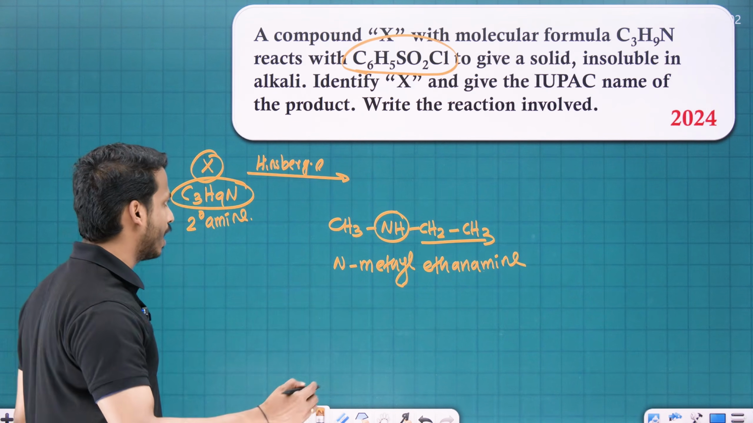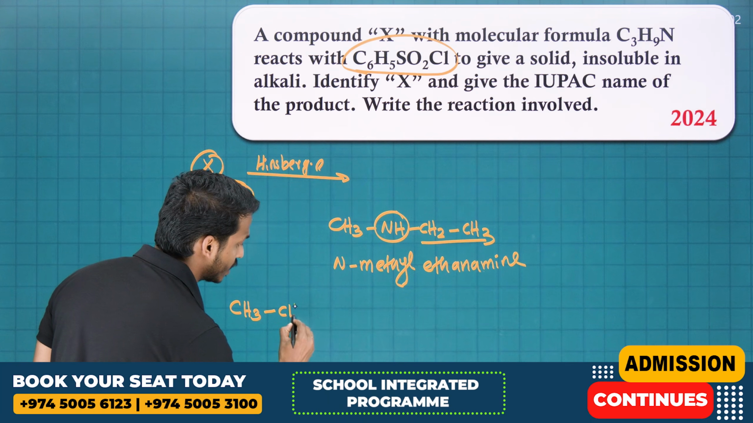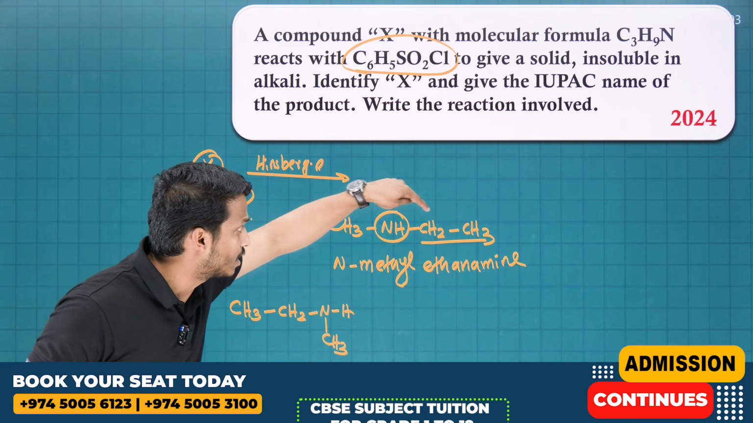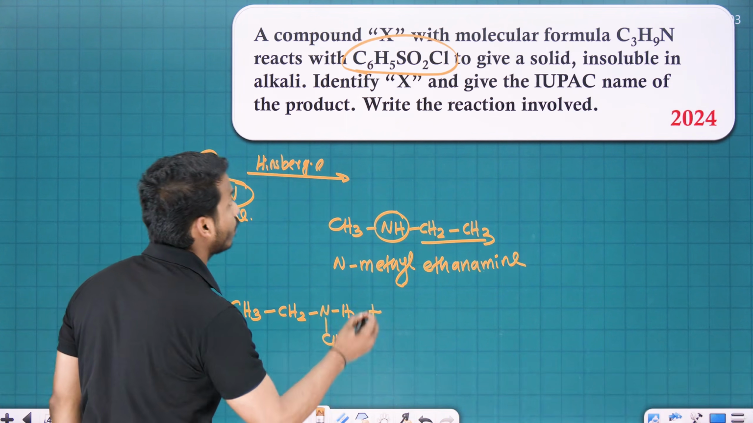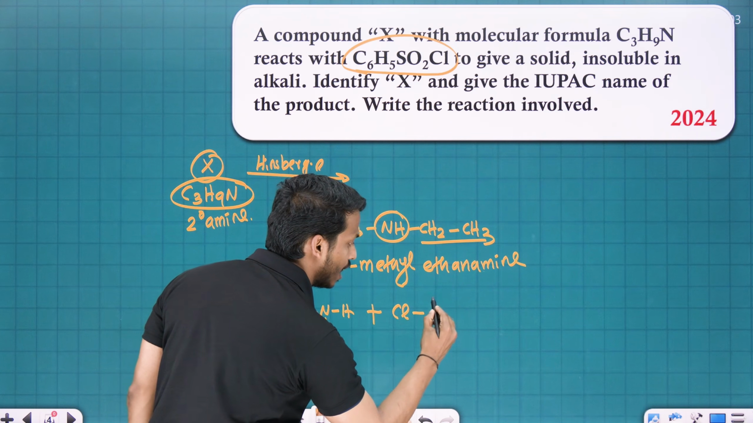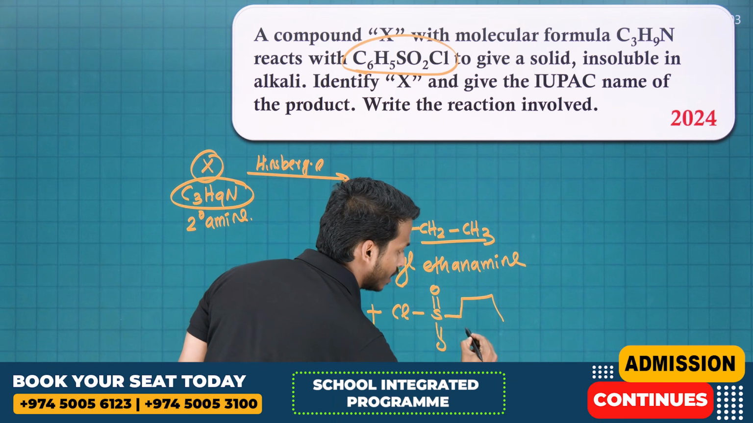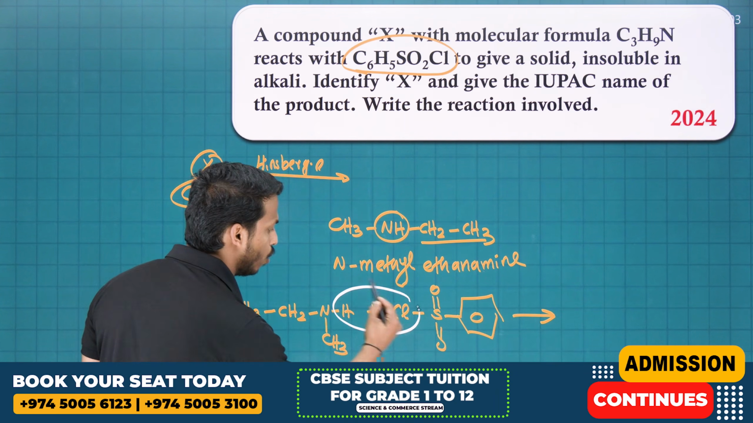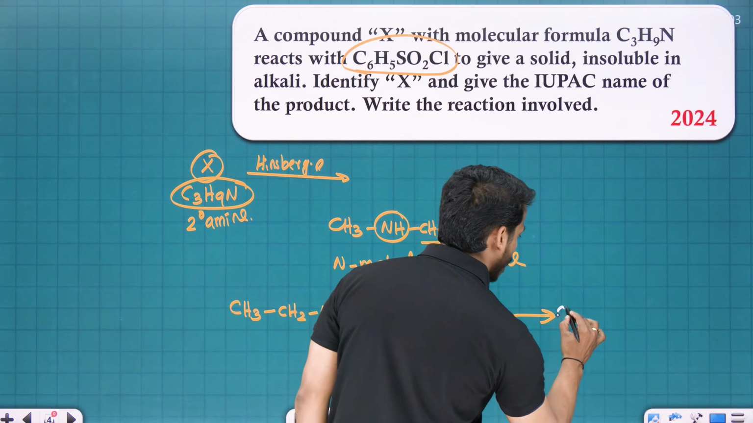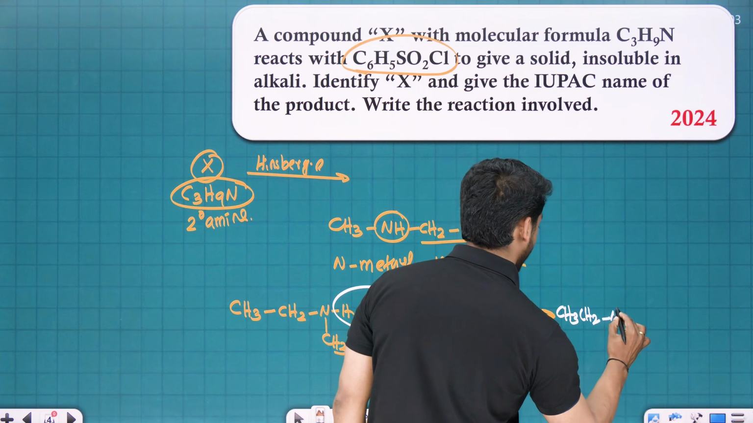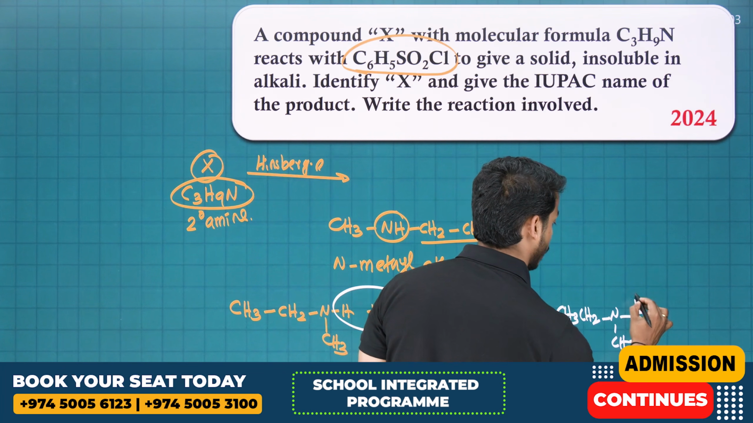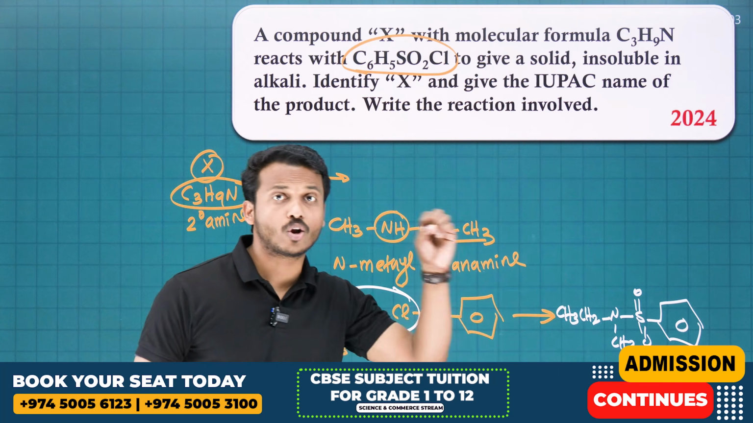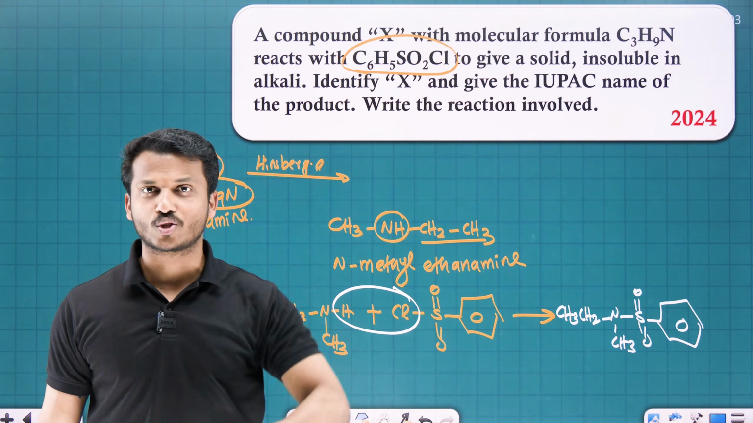We need the reaction also. Let's write the reaction. Let me write CH3CH2NHCH3, the same compound, right? This is treated with benzene sulfonyl chloride. Let me write Cl, S double bond O, benzene ring. This is our Hinsberg reagent. What happened? Very simple reaction. HCl is taken out and the remaining parts join. So the product is CH3CH2N(CH3) attached to S double bond O and the benzene ring. Here the nitrogen does not contain acidic hydrogen, therefore the product is insoluble in alkali.